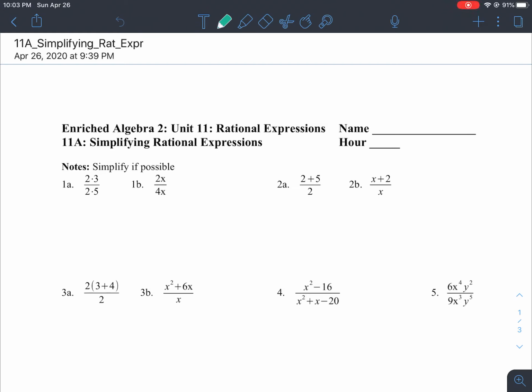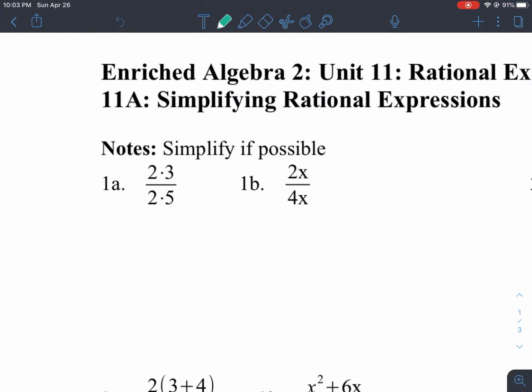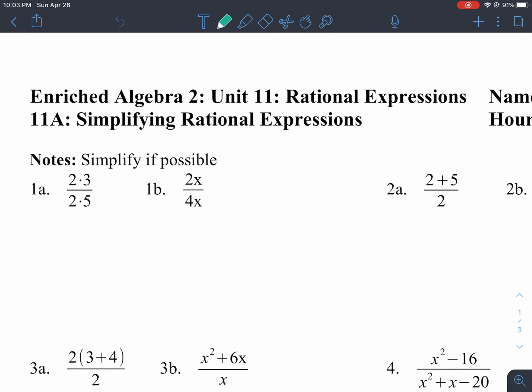Here we are, Enriched Algebra 2 students, starting a new unit. We are moving away from graphing, solving, to simplifying rational expressions. So this might be a nice change of pace. Let's see what we've got here.